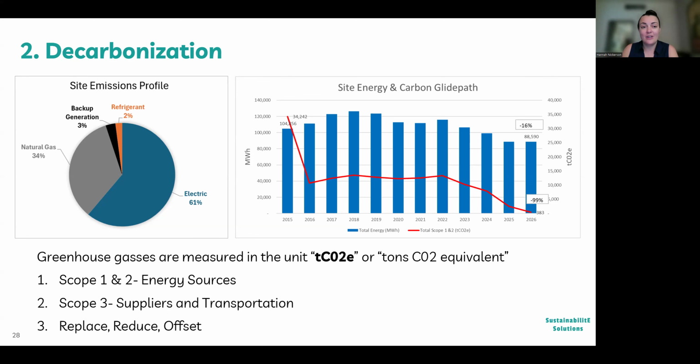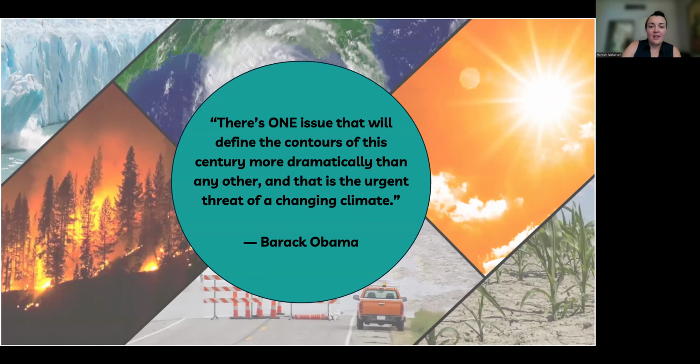And in the words of Barack Obama, there is one issue that will define the contours of this century more dramatically than any other, and that is the urgent threat of a changing climate.